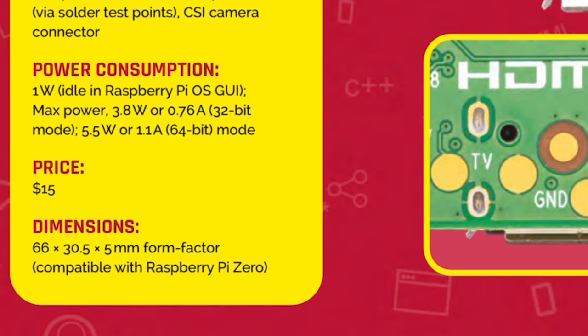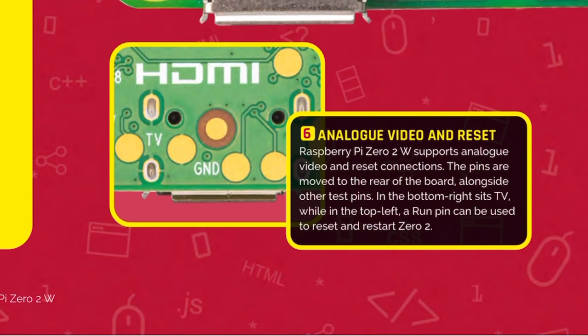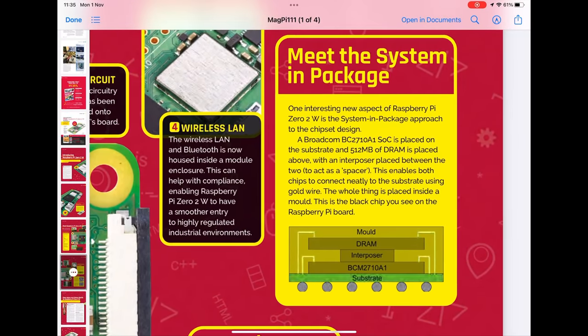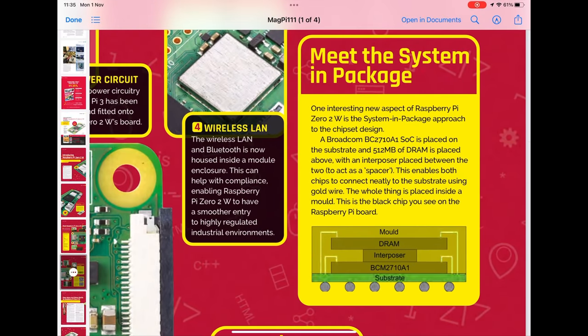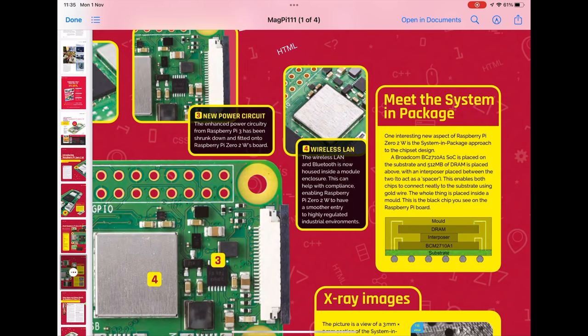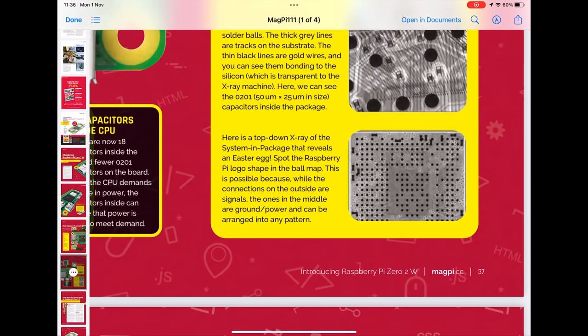So power consumption is still nice and low. And you can see on the underside, analog video and a reset option. Here's a more detailed description of the processor and how it's all put together. The enhanced power circuitry from the Raspberry Pi 3 has been shrunk down and fitted onto the Raspberry Pi Zero 2W's board. And someone's been very clever here.